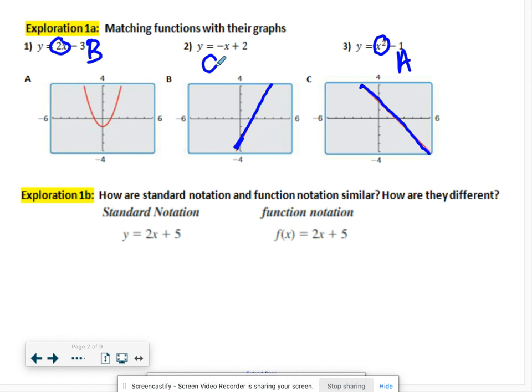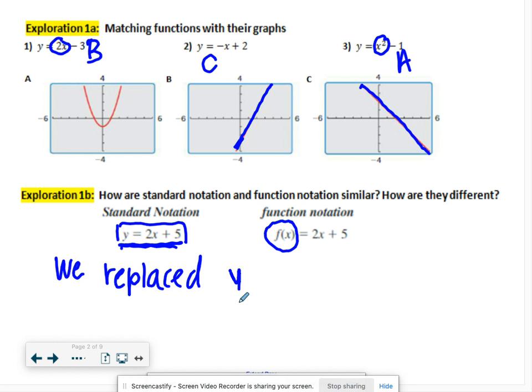We'll talk more about their equations next week, but it's just a nice little intro. But our main job today, so we're used to seeing things in standard notation where it's y equals and then whatever it is. Today we're going to mix it up and use function notation, and that's when you have this fancy f of x business. They're similar because they're still equations. The only difference is we replaced y with f of x. Other than that, they're the exact same.